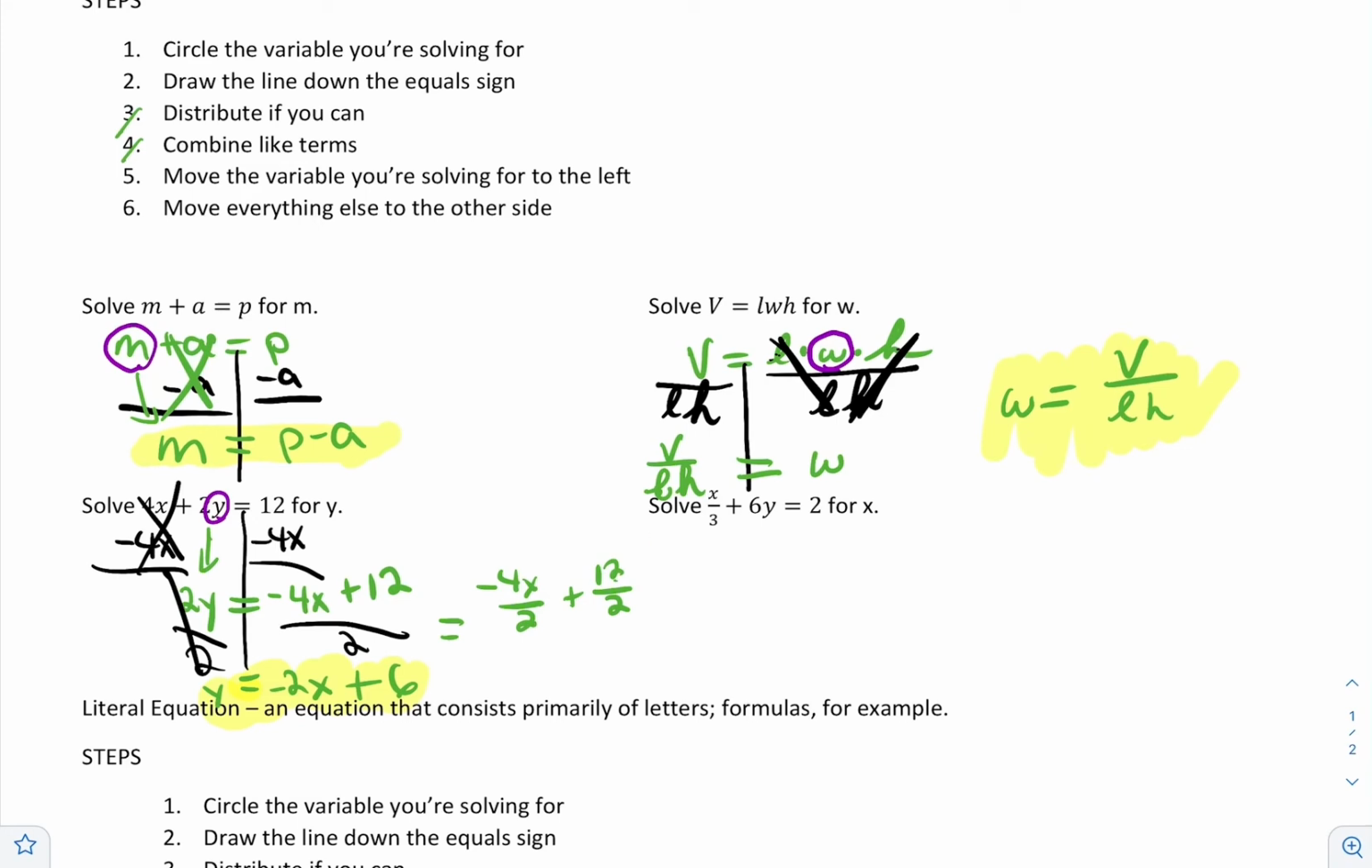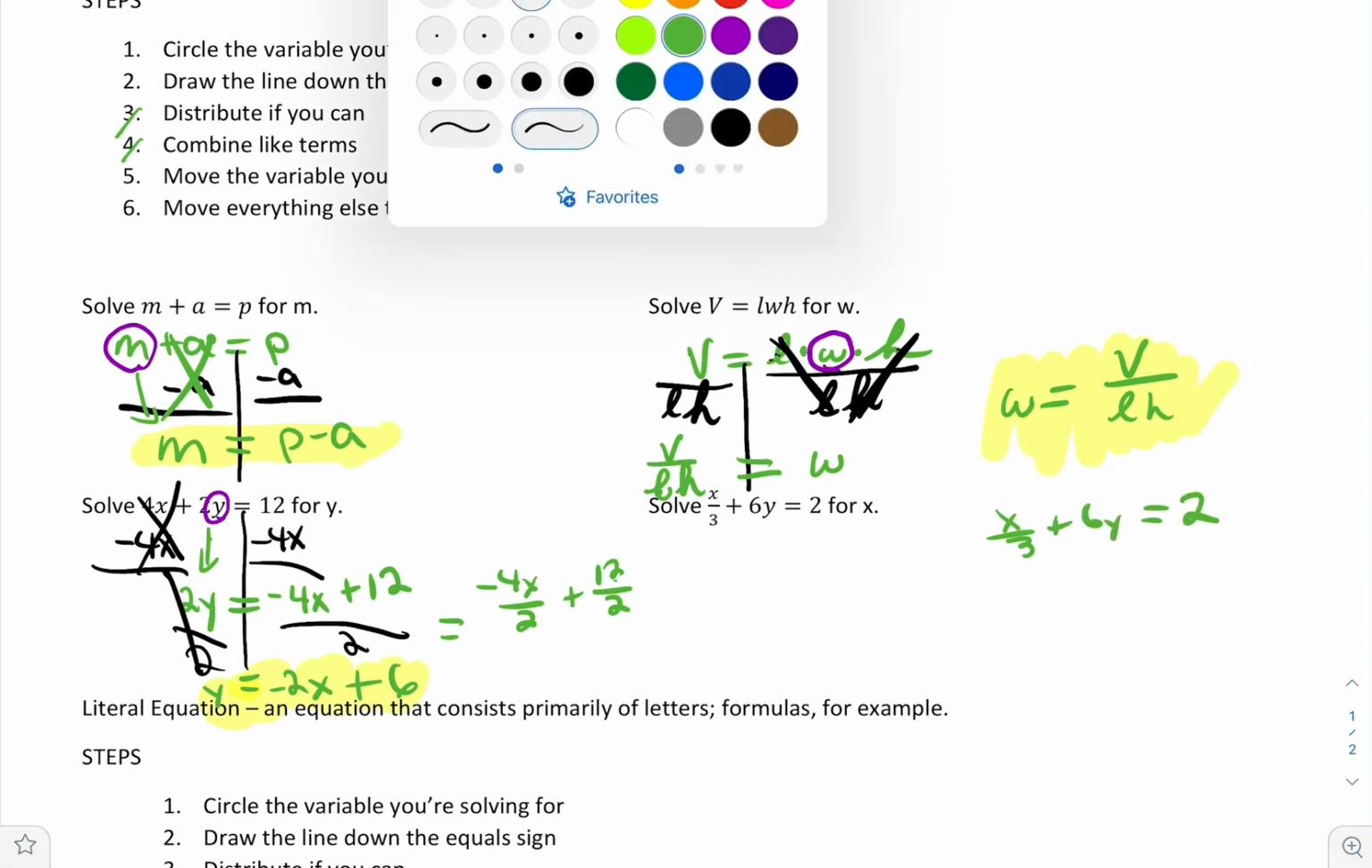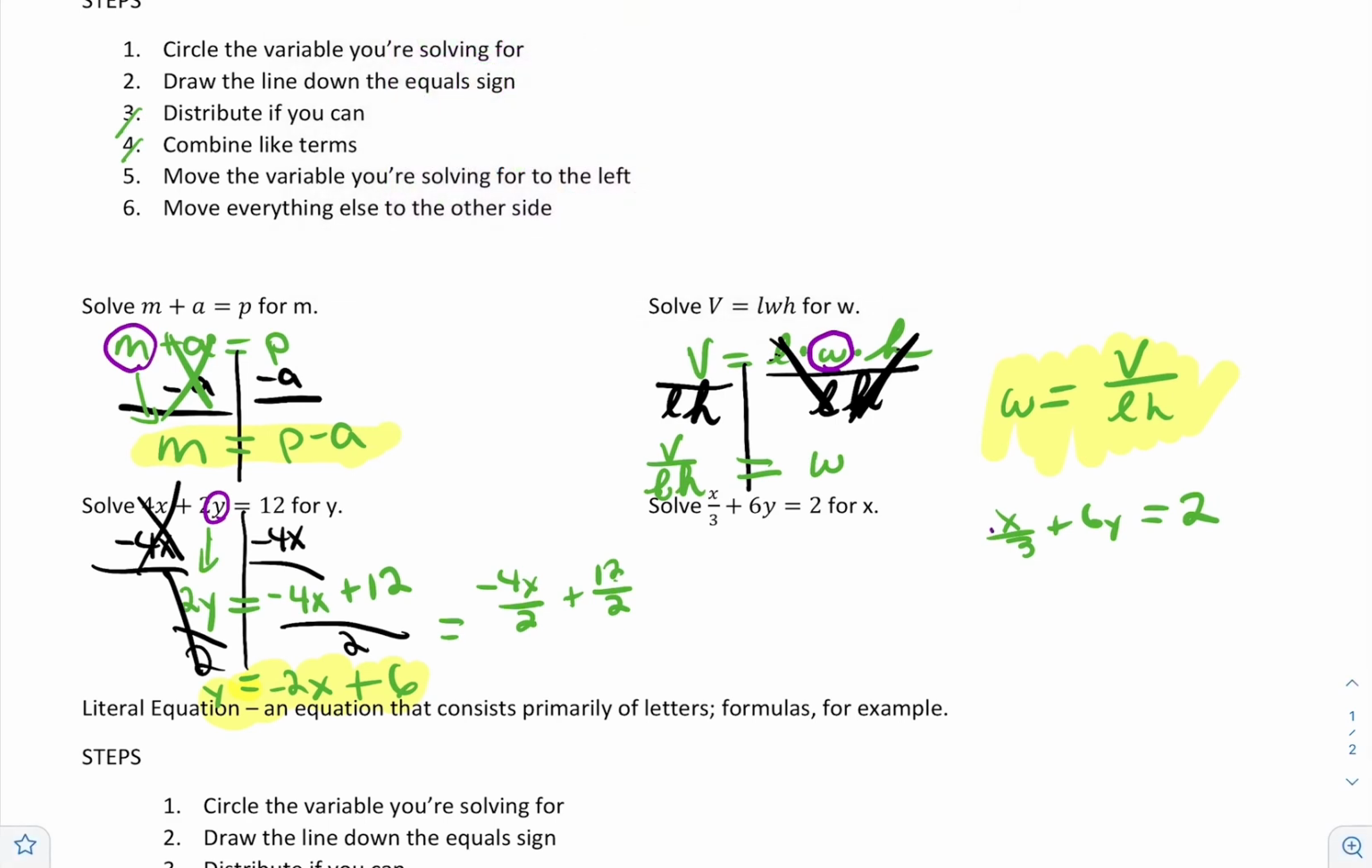All right, this last one says solve x over 3 plus 6y equals 2 for x. I'm going to rewrite that just so that I can have some space. So it's x over 3 plus 6y equals 2, and we are solving for x. All right, couple of things are going on here. We have x divided by 3 as a term. So we're going to solve for this term last and go ahead and take care of 6y that's attached by addition.